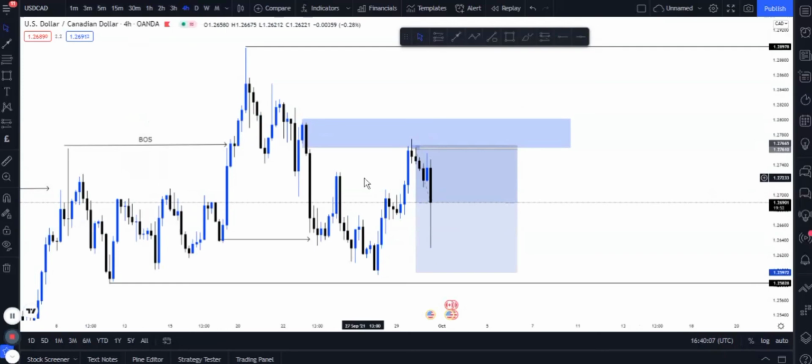So don't worry about this. This is all the setups that I have released for you, all block.